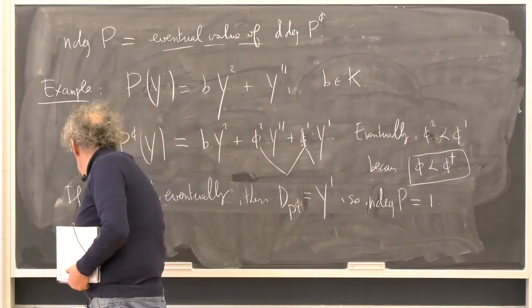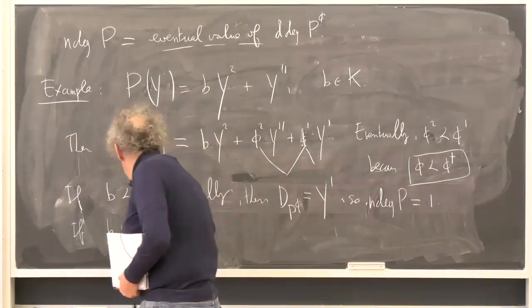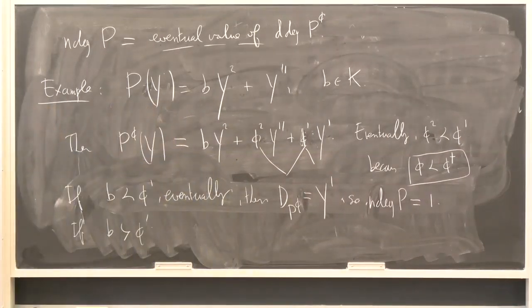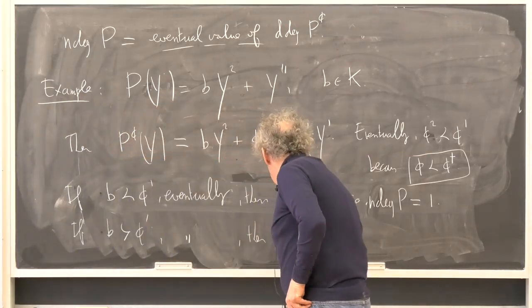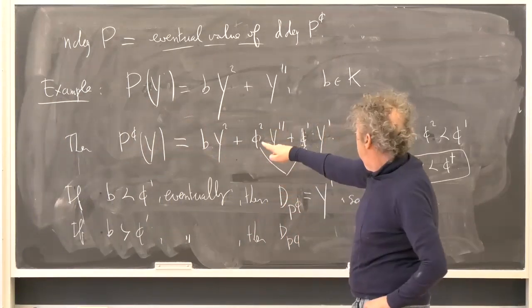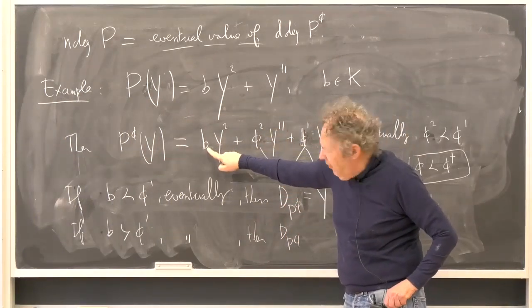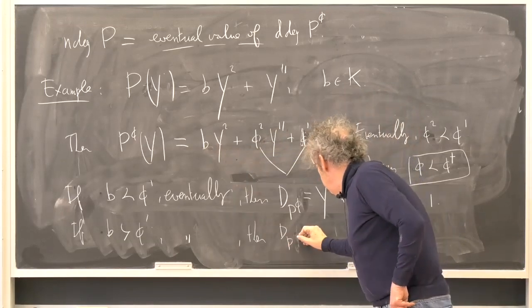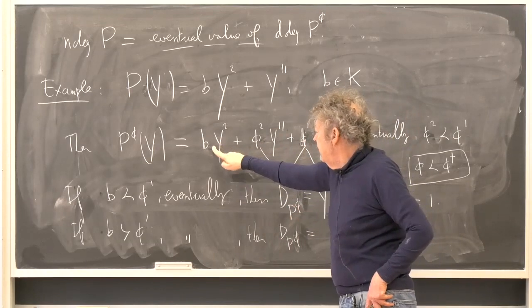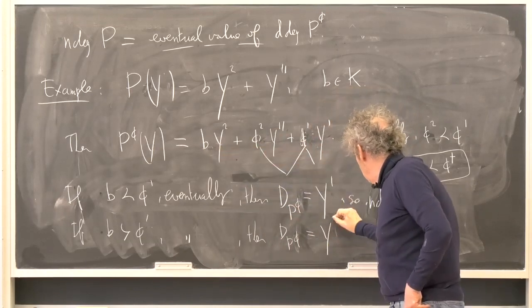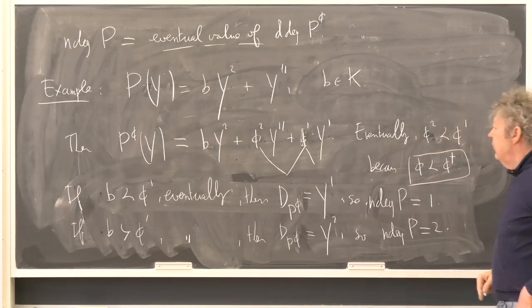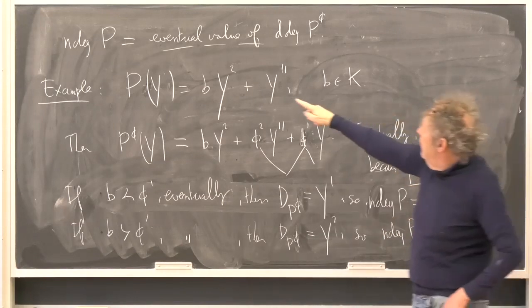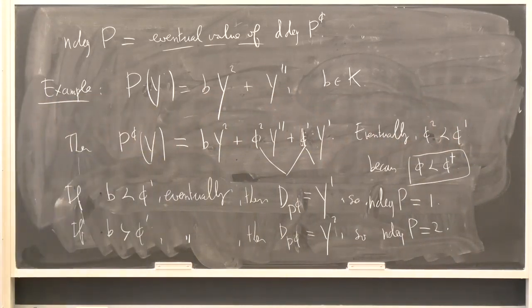But it also can happen that B is eventually dominating phi prime. And it's again a fact that has to be proved, but it's true that eventually either this will happen or that will happen. Then in that case, this will be the dominating coefficient, and so you divide out that, and you get y squared. So the Newton degree of P equals 2. So it depends on where this coefficient B is located, what the Newton degree is.